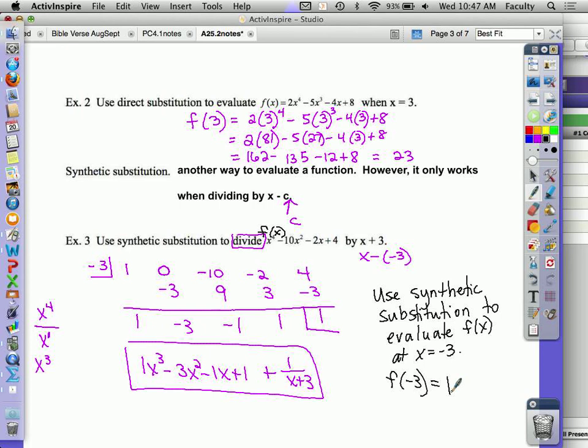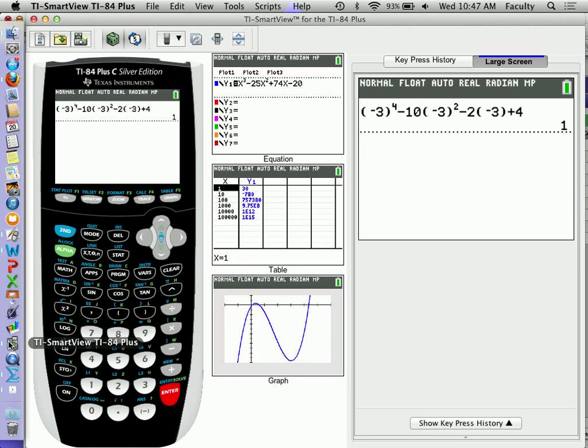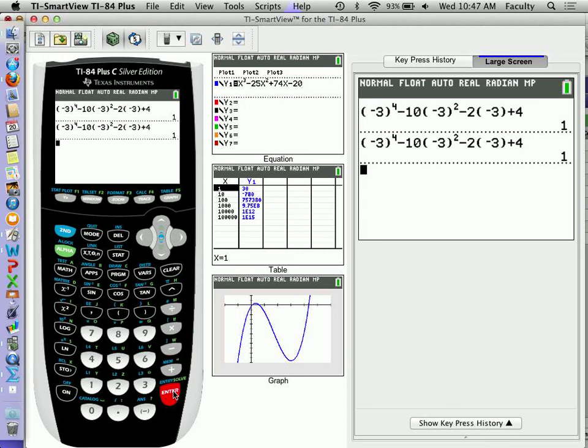Now watch this. Go to your graphing calculators for me. I think I still have mine up here. Go ahead and plug in. I'll do second under so you can see it again. If you plug in parenthesis negative 3 to the fourth minus 10 parenthesis negative 3 squared minus 2 times negative 3 plus 4. That's direct substitution. It is 1. And we got it by doing synthetic division.